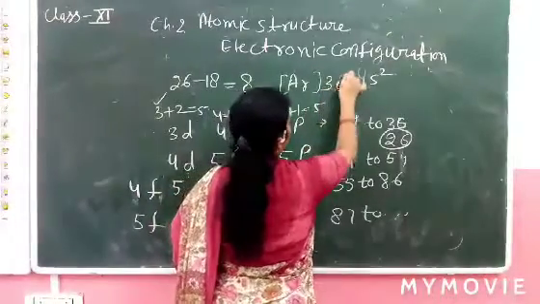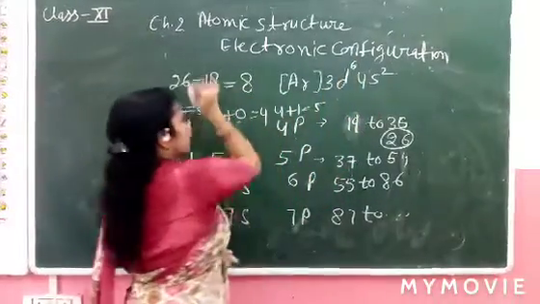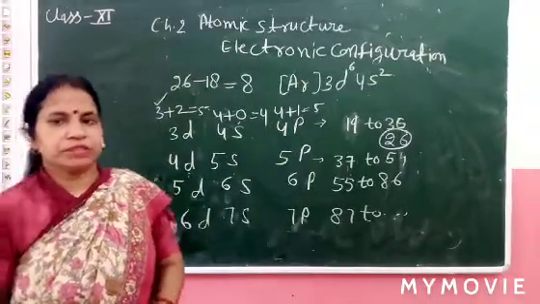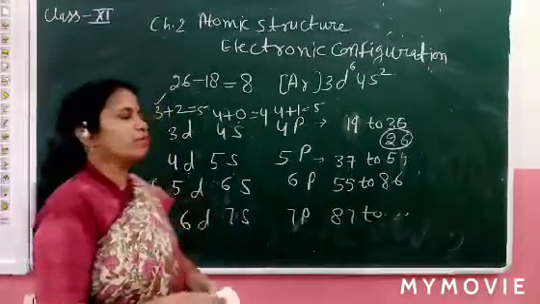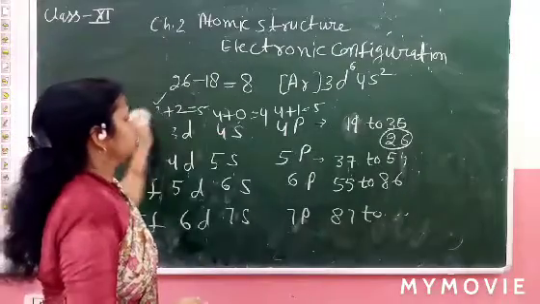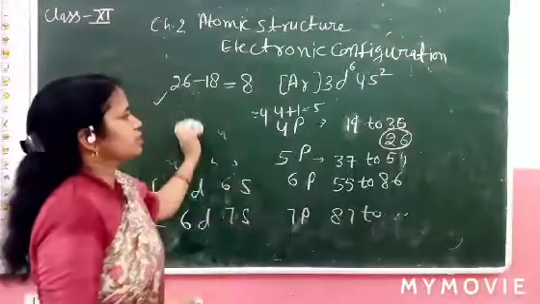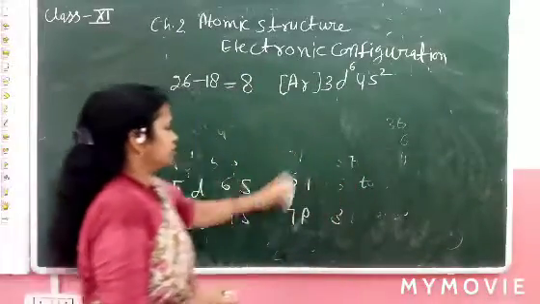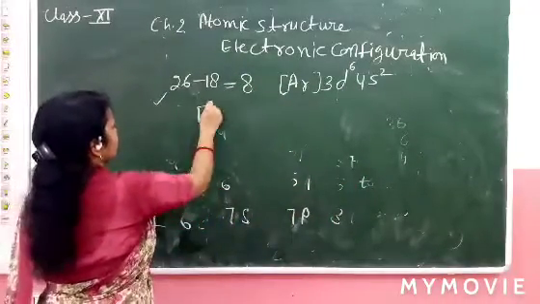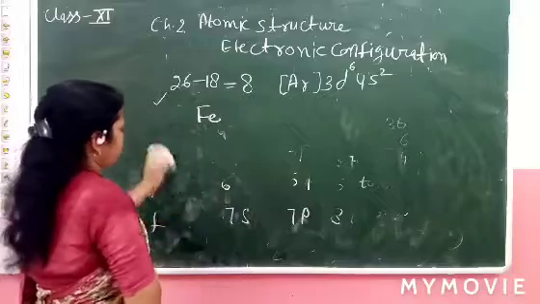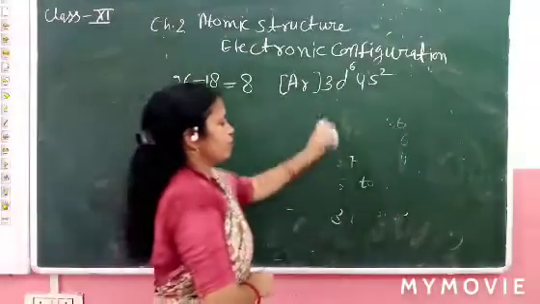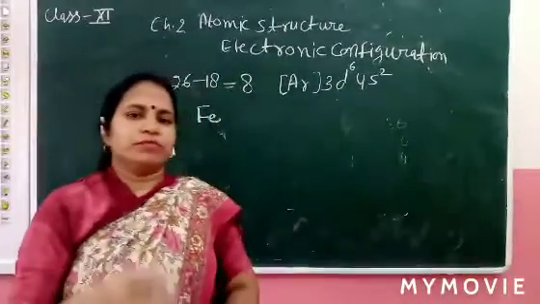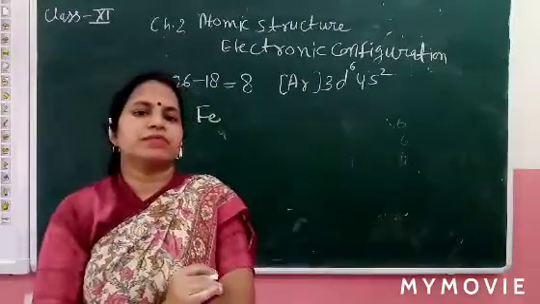So 3d6, and 26. What is the name of the element with atomic number 26? Anybody tell me? Yes, its name is iron. What is the electronic configuration of iron? This is a very difficult topic. You have to solve different examples, then it becomes clear.